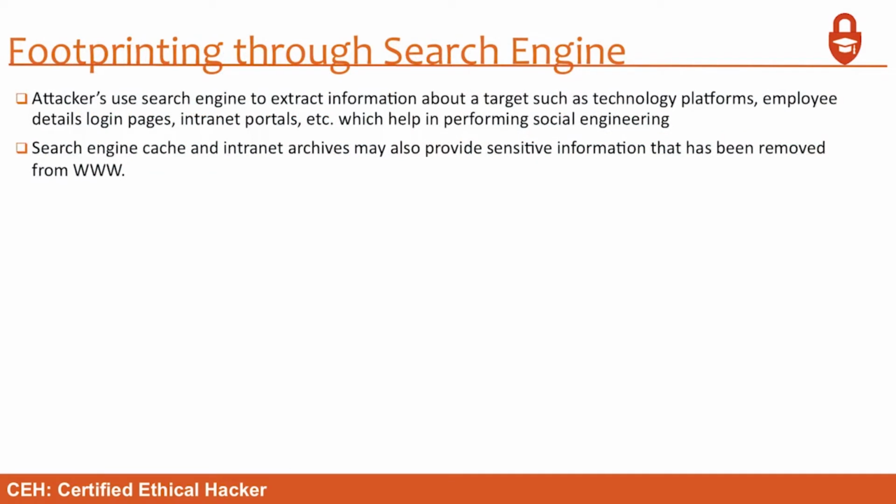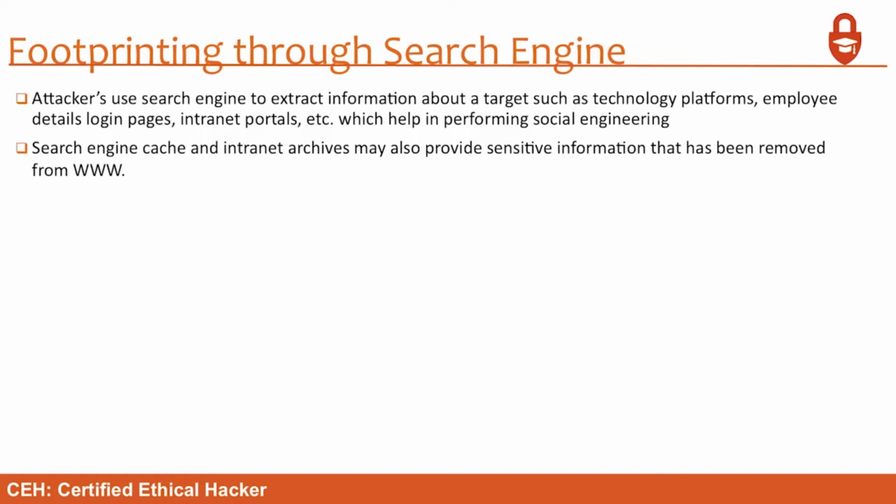So footprinting through search engines. Attackers use search engines to extract information about a target, such as technology platforms, employee details, login pages, intranet portals, etc., which helps in performing social engineering and other types of advanced system attacks. You can't discount social engineering. It's like the number one thing today. The egress points are very heavily defended. People are struggling trying to get into them, so they just go in for the social engineering attack. And it's a lot easier to find the infrastructure. It also helps hide the attacks, right? It's a little less obvious in some cases.